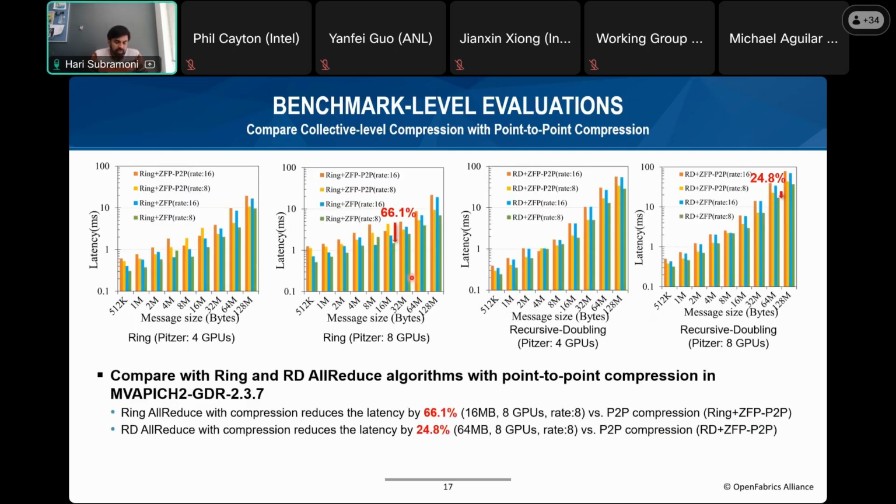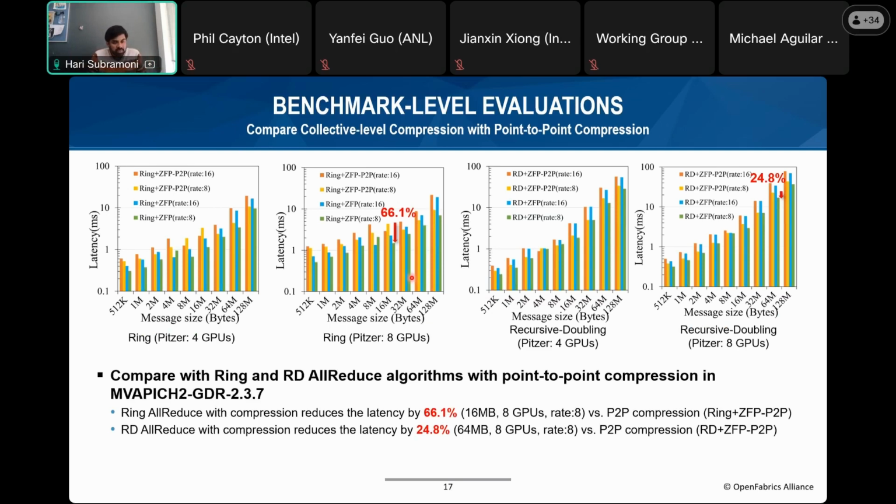So far we were looking at our initial evaluations, where we were comparing the baseline collective algorithm without any compression with collective level compression that we had designed. So now we are trying to compare the performance of point-to-point compression and the compression at the collective level.